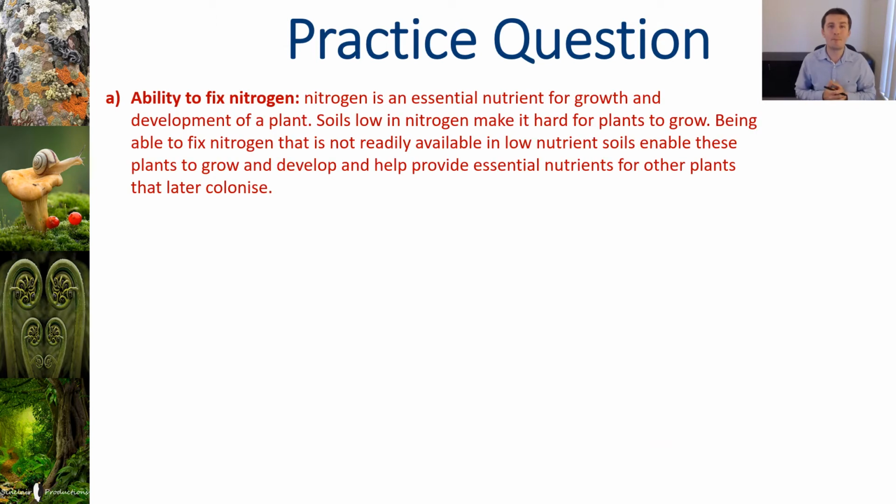So the first one, ability to fix nitrogen. Well, as I've mentioned, this is important for them because nitrogen is an essential nutrient for growth and development of a plant. So soils low in nitrogen make it hard for plants to grow or those organisms to establish themselves. So being able to fix nitrogen that's not readily available in the low nutrient soils enables these plants to grow and develop, and they help provide essential nutrients for other later plants that colonize. Because as they break down and decompose, that nitrogen which they've been able to fixate, which is in their plant tissue, is able to be returned to the soil there. So that's a very important feature of a pioneer species.